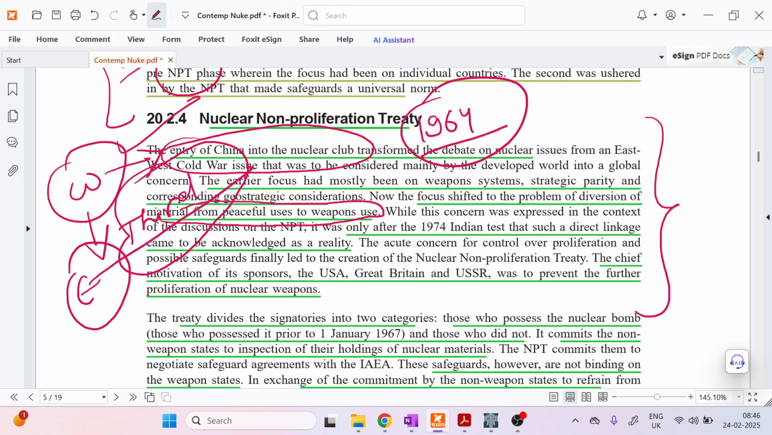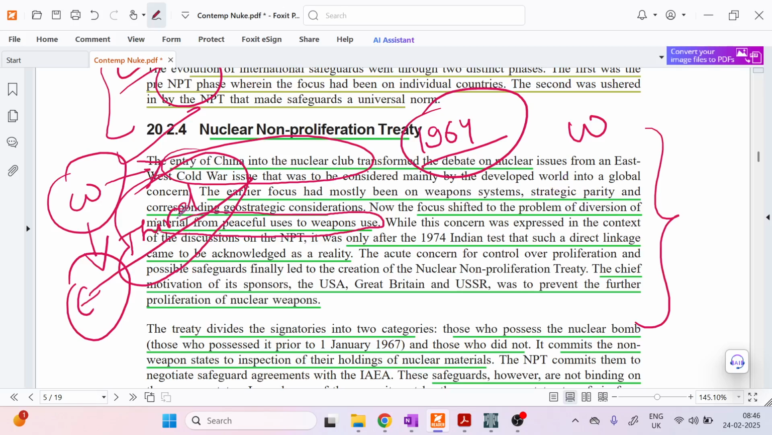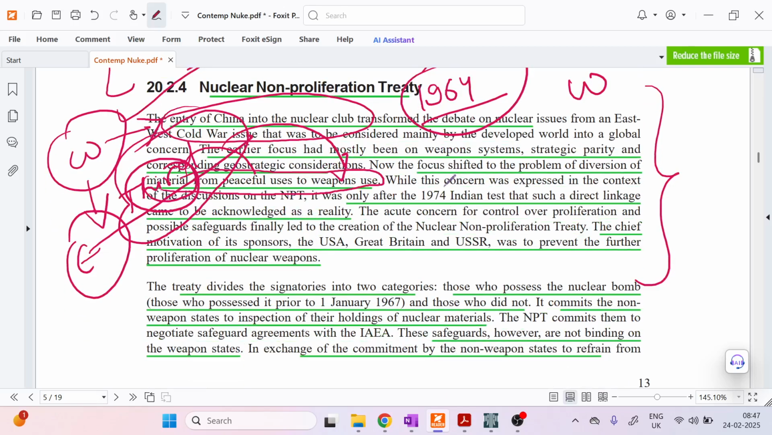But when China did this, the issue took another dimension. Now it was not the issue of capability. It was not between developing and developed countries. The issue shifted from diversion of material for the intended use to military weapon development. And finally, the nail in the coffin came via the Indian test of 1974, which made nuclear non-proliferation a necessity.